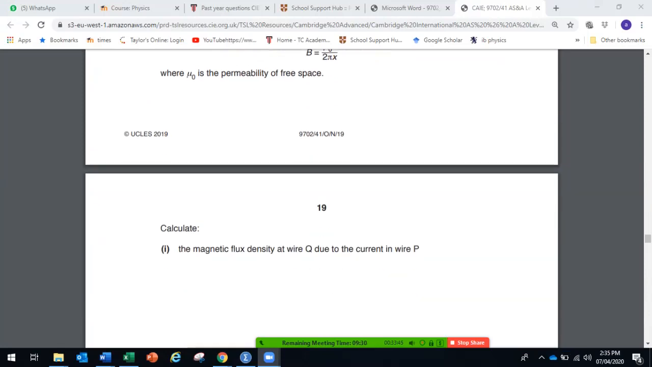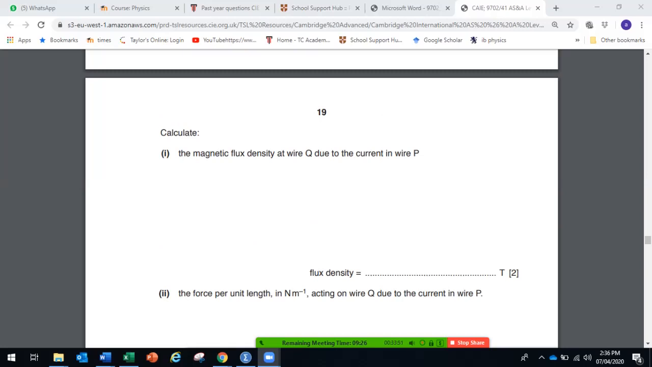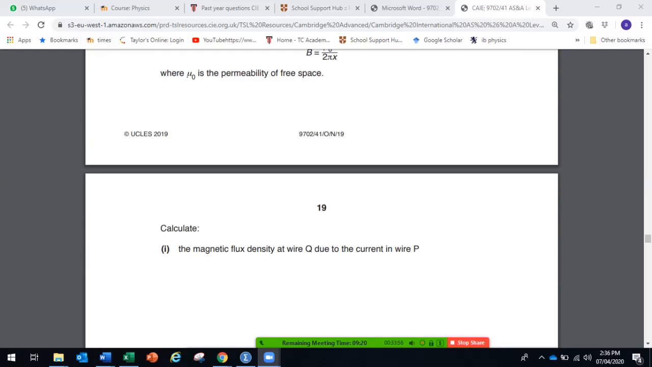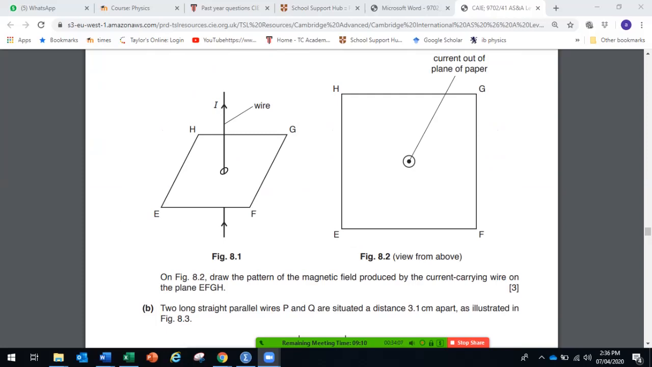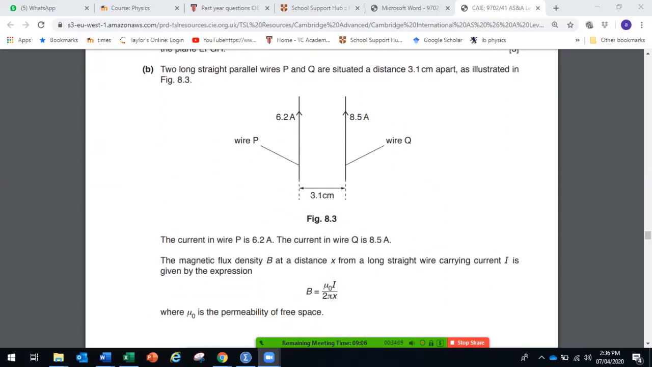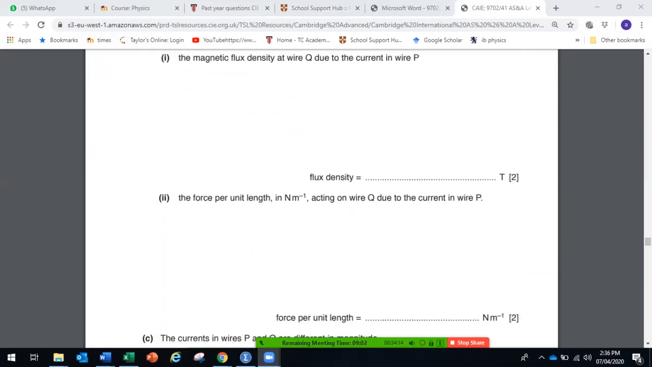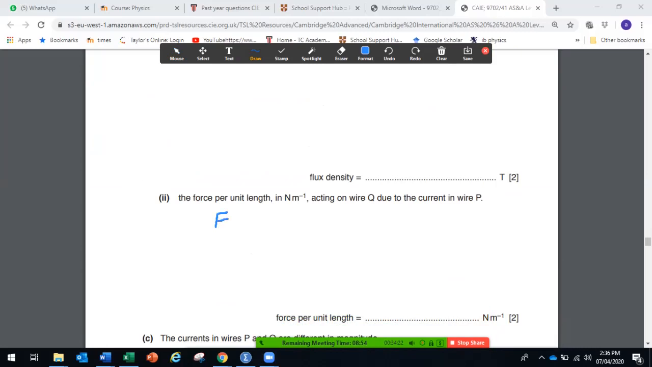Question 8, which part? Okay, sir, just one question. So 8 part 1, we use the formula, right, sir? But the current we are using is the current of wire P, right, sir? Part 1: the magnetic flux density at Q is due to the current in wire P. So we have to use the current of wire P, right, sir? Yeah. But the second question, sir, I use the formula F equals BIL, then F over L is BI. So why do we use the current of wire Q instead of wire P?